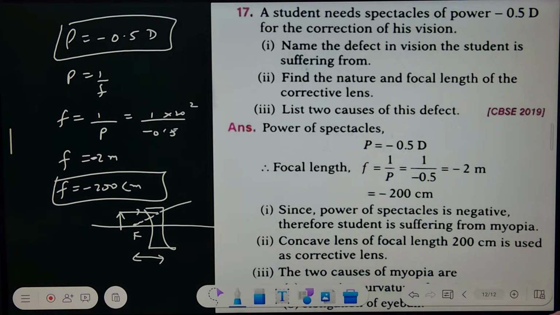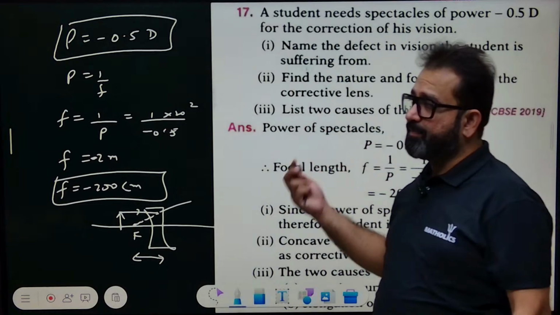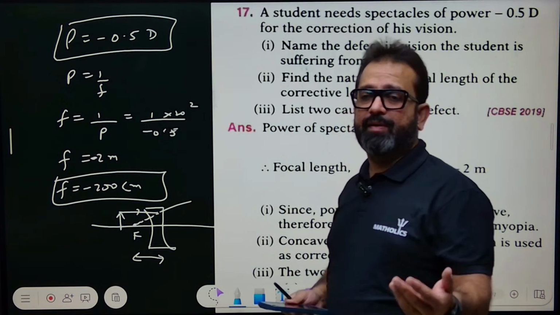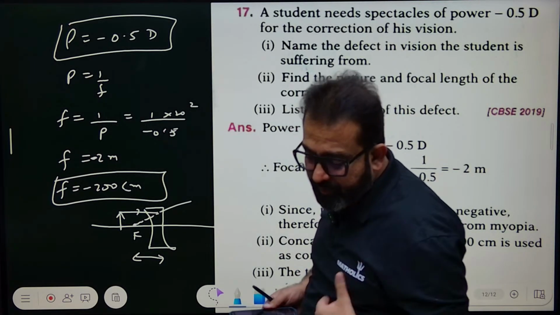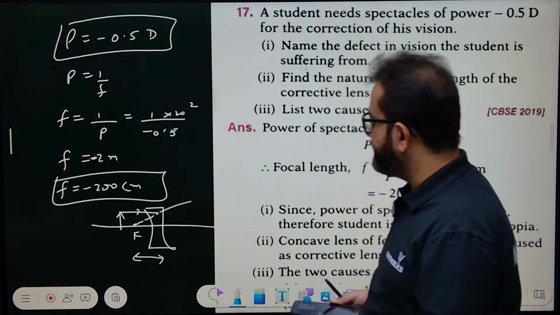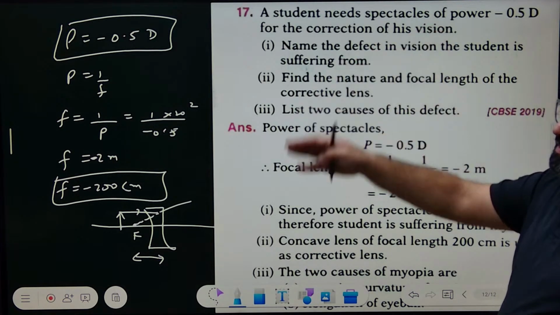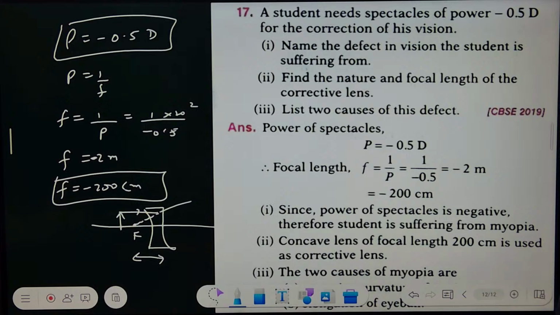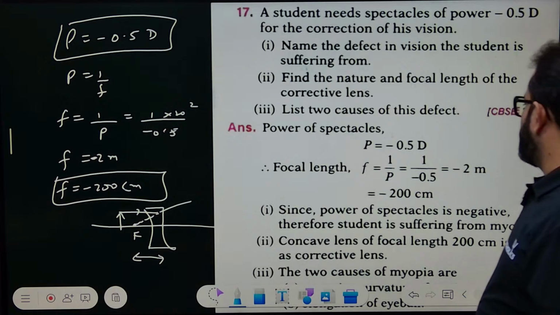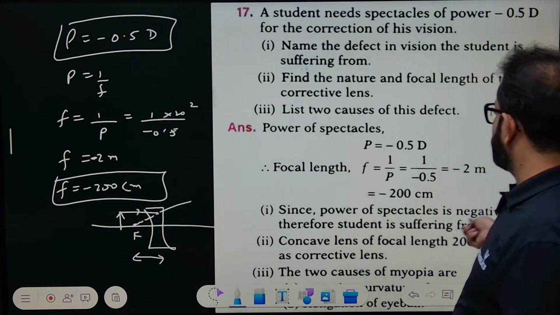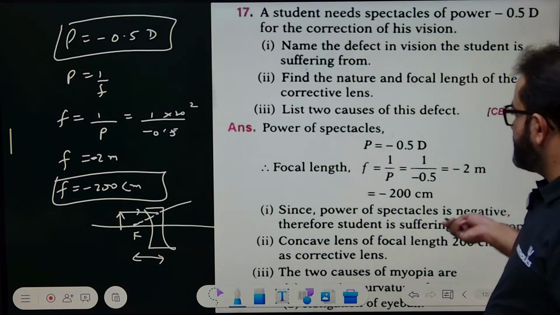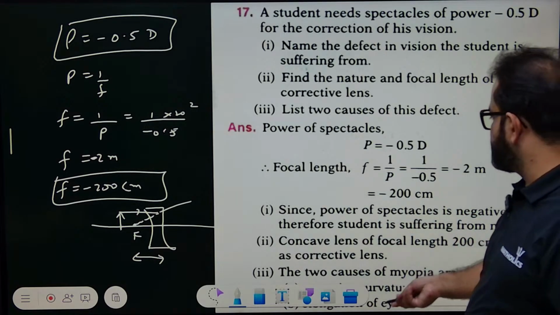And with negative focal length, the power is negative. Positive power comes when a person is not able to see nearby objects. That means hypermetropia. Negative power means long distance objects are not visible. Near ones are visible. So since power is negative, the student is suffering from myopia. A concave lens of this focal length is used.